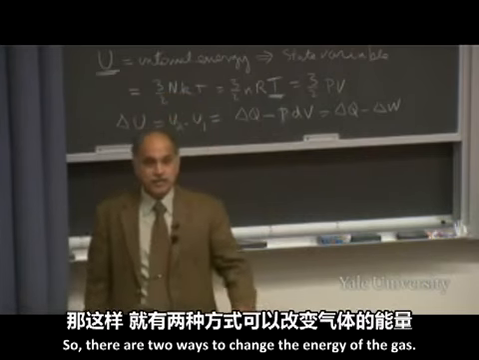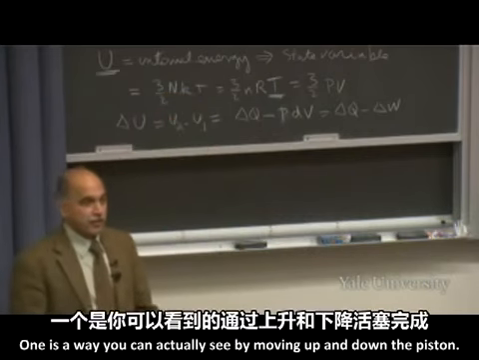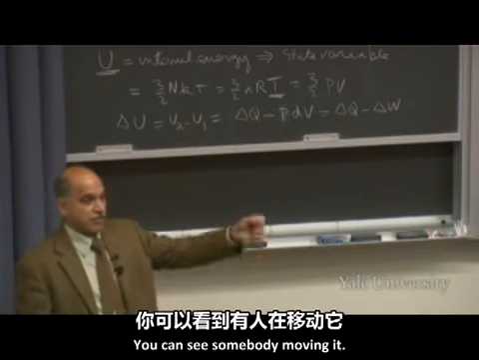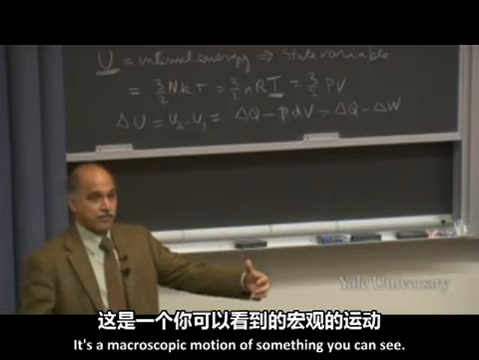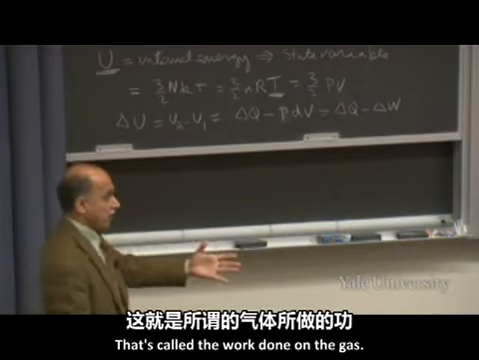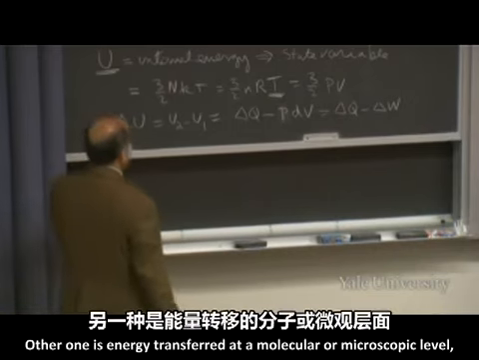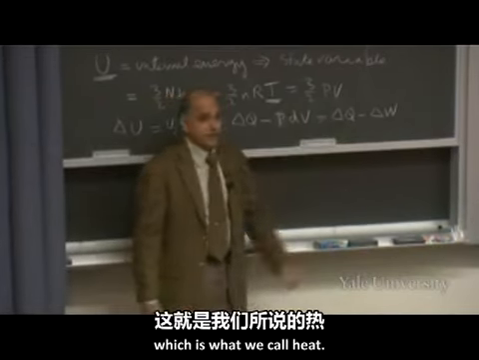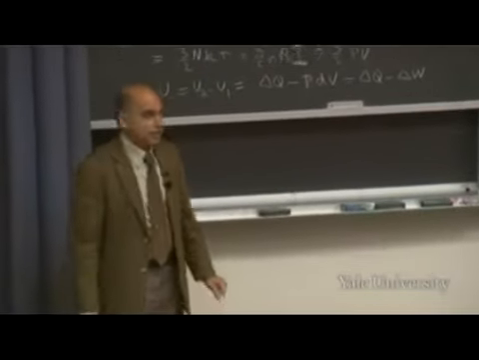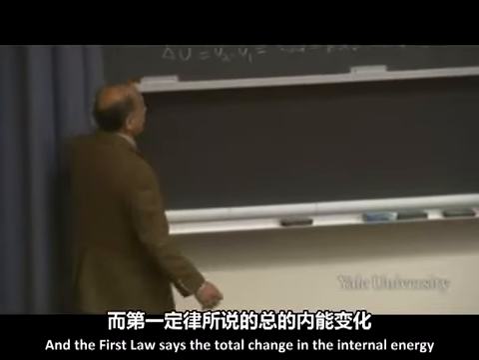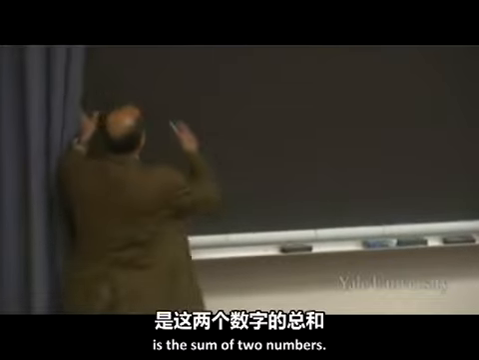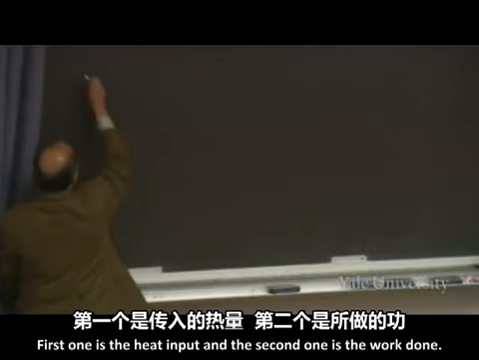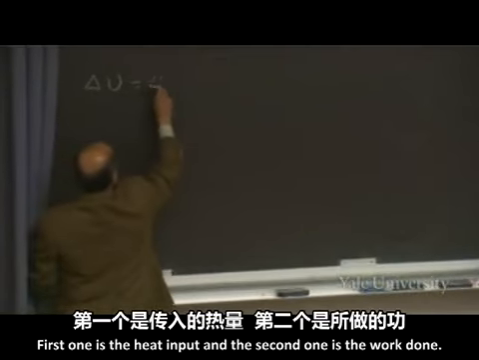So there are two ways to change the energy of the gas. One is a way you can actually see by moving up and down the piston. You can see somebody moving it. It's a macroscopic motion of something you can see. That's called the work done on the gas. The other one is energy transfer at a molecular or microscopic level, which is what we call heat. And the first law says the total change in internal energy is a sum of two numbers. The first one is the heat input, and the second one is the work done.